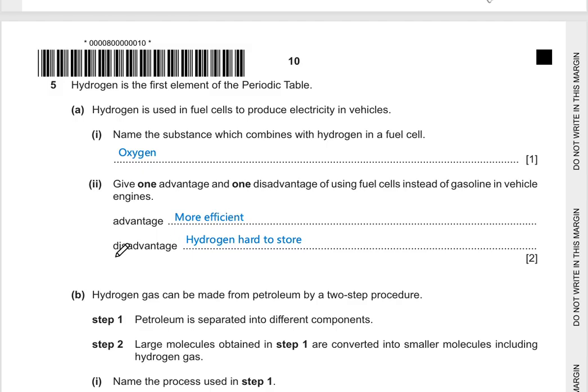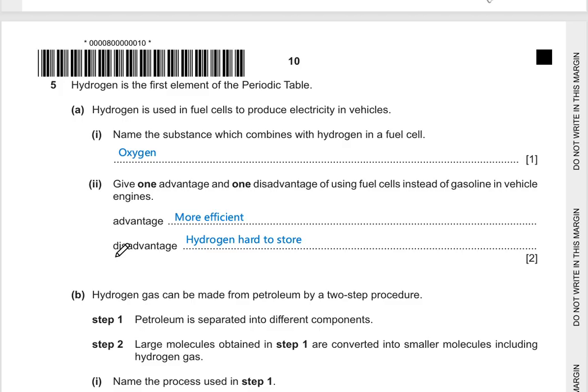Hydrogen is the first element of the periodic table. Hydrogen is used in fuel cells to produce electricity in vehicles. Name the substance which combines with hydrogen in a fuel cell. So we know it's a hydrogen oxygen fuel cell. That's what it's usually called. So it's going to be oxygen.